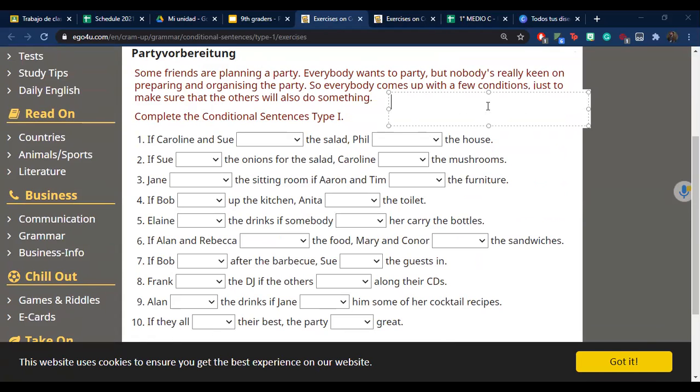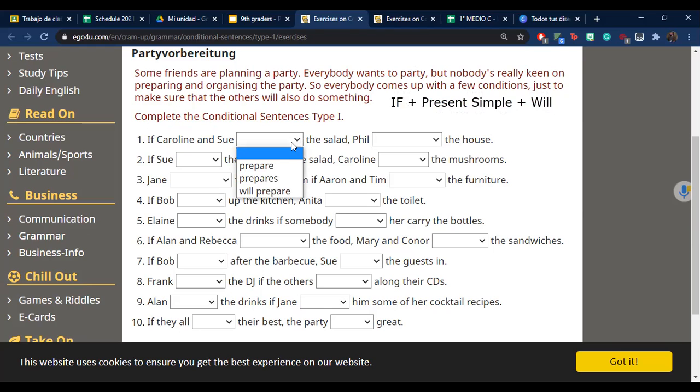Okay, so he explained the formula. He said if present simple plus future will. Okay, that is the thing that he explained. That's the formula we need. So for example here, we have: if Caroline and Sue prepare the salad, fill, decorate the house. So what would you put here? If Caroline and Sue prepare or prepares or will prepare the salad, fill, decorate or will decorate the house. Okay. Yes, it's present simple.